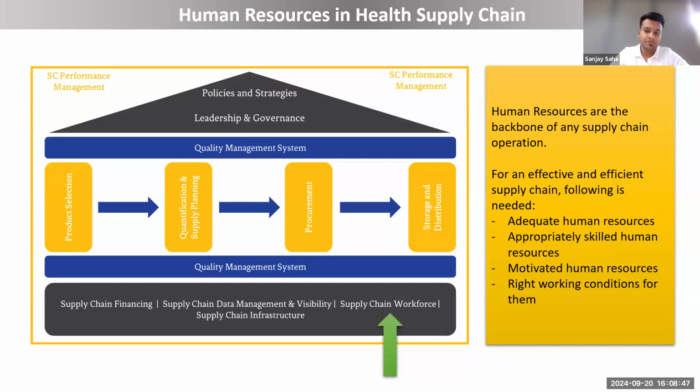So as you see what is written, for a supply chain to be effective and efficient, we need adequate human resources. We need appropriately skilled human resources. We need them to be motivated, and we need the right working conditions for them. If in any of these four there is an issue, then human resources will struggle and eventually the system will struggle, which in this case is your health supply chains.